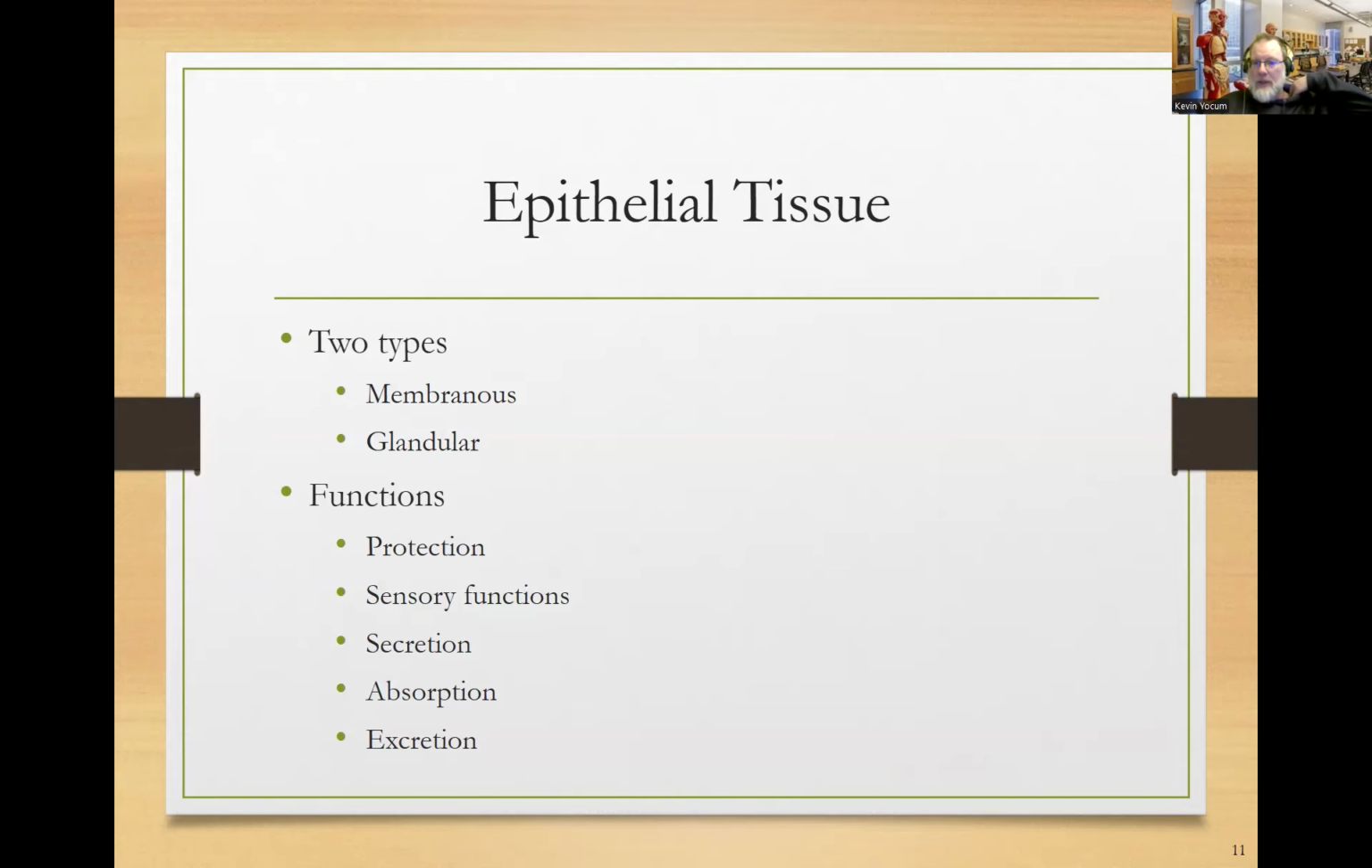We're going to start with epithelial tissue. We're going to see two different types of epithelium, membranous and glandular. Our focus is going to primarily be on membranous. Now, first of all, epithelium, and I mentioned this earlier, is a lining or a covering. So what would the functions of a lining or a covering be? Well, certainly protection, sensory, secretion, absorption, and excretion.